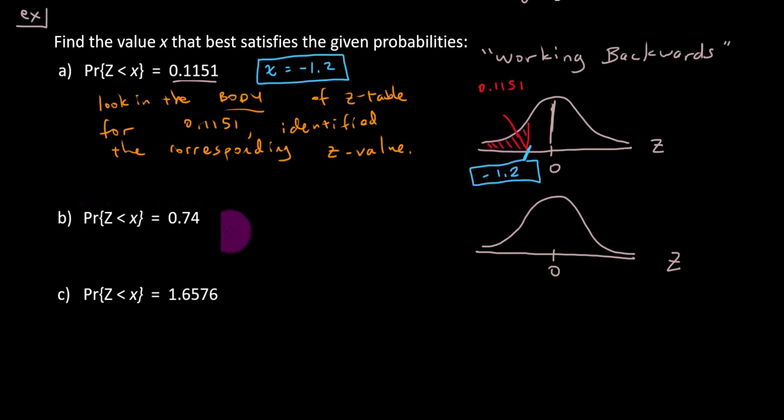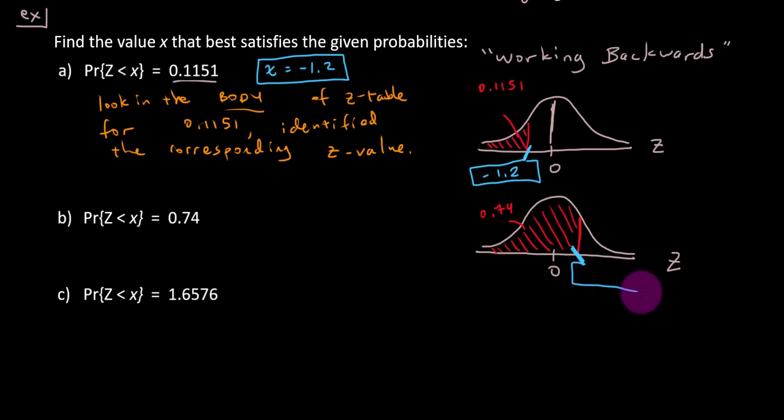But here in part B, this has 0.74. And it's also pointing to the left. So we need a fair portion of the left tail shaded. We need the entire left tail shaded. But we need this to go all the way to 0.74. 0.74 is what that red region is representing. And again, we want to find this tick mark in blue.